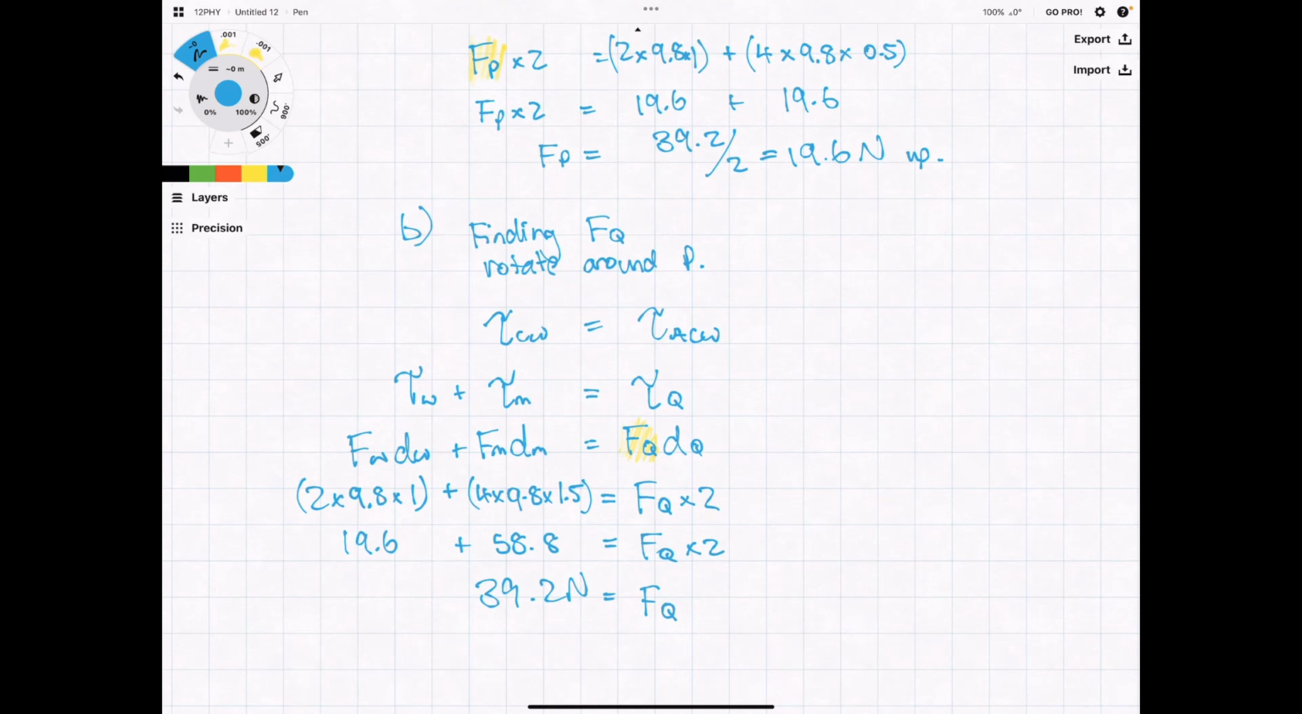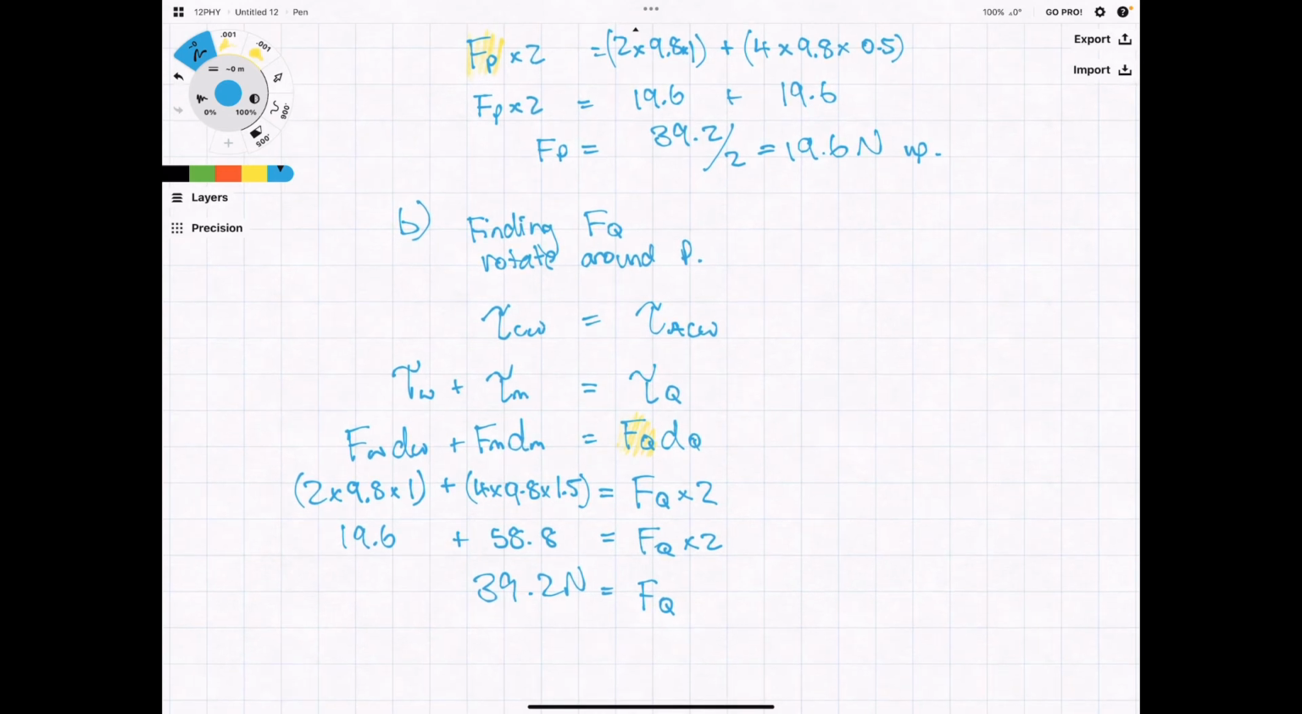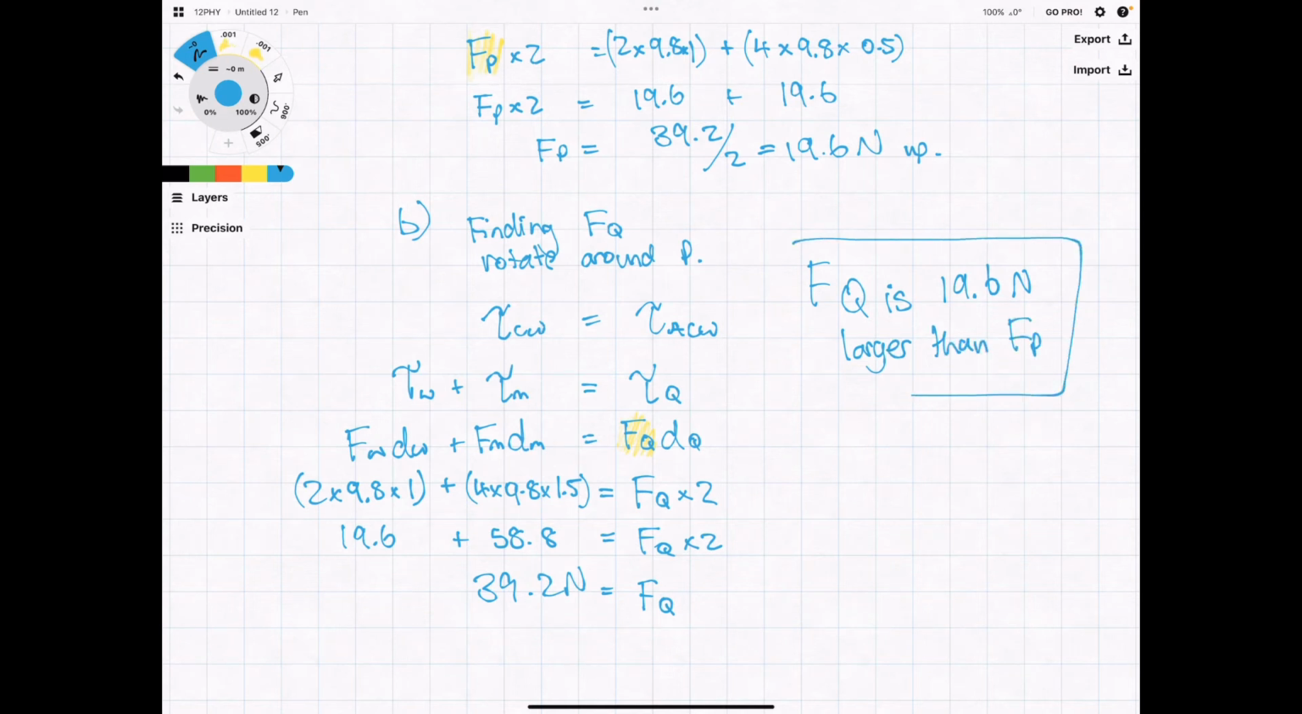So the question was, how much does Q exceed P? Okay, so FQ is 19.6 newtons larger than FP. Check the answers, hope I'm not wrong. What are we doing?